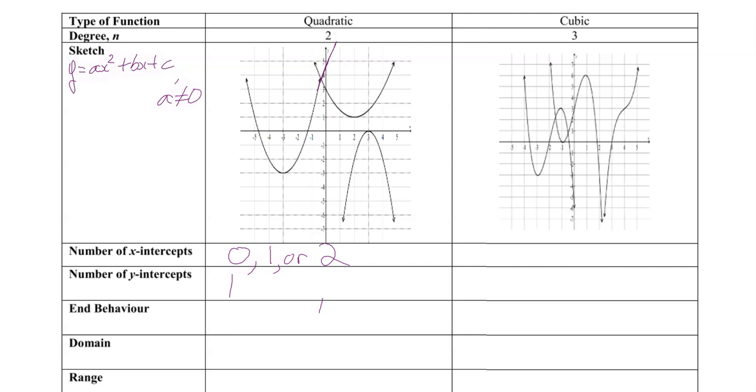How do you get the y-intercept? What's the big characteristic? To get the y-intercept, you do what? Set x equal to 0. If you make x 0, what happens to ax squared? What happens to bx? What are you left with? C. It is C.